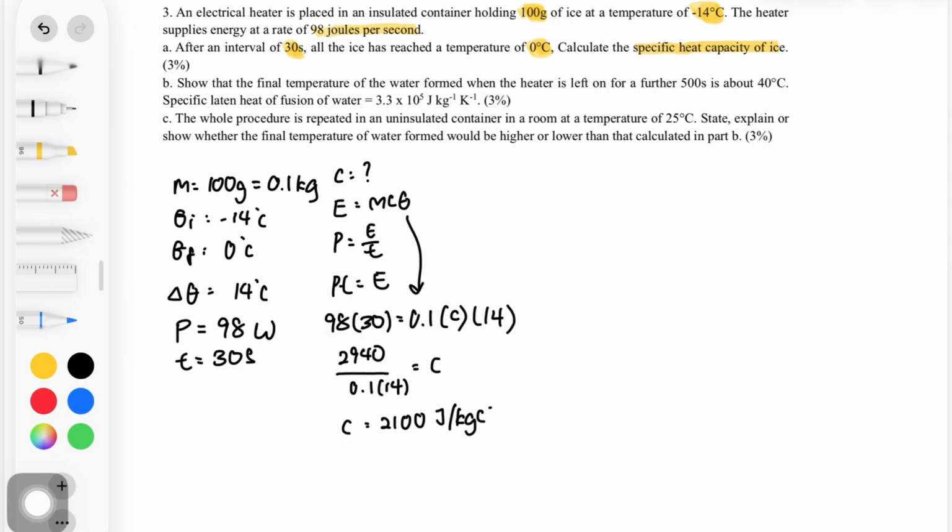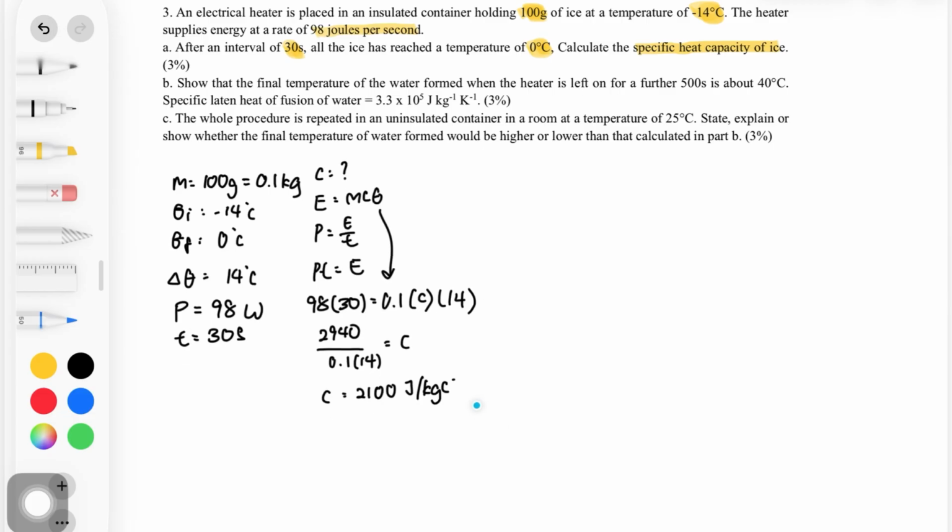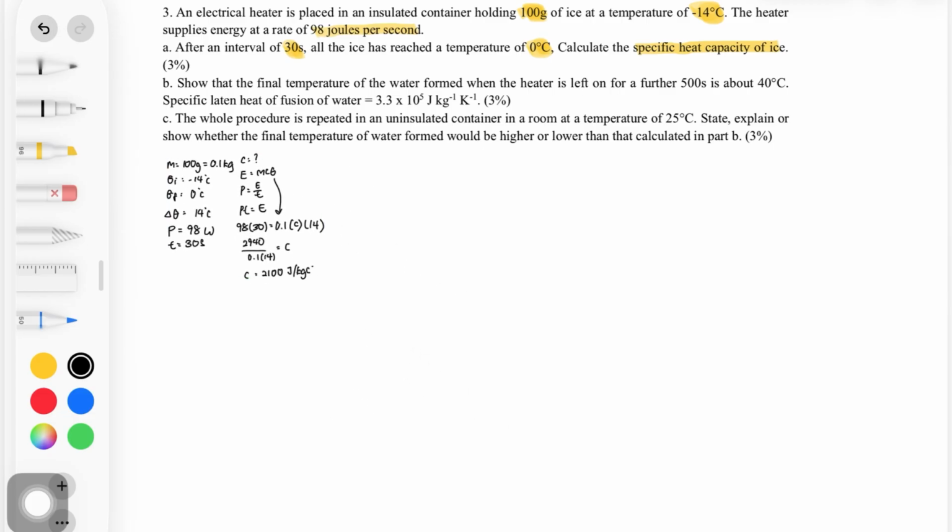Okay, let me minimize all these things so that you can see the other answer more clearly later on. Second part B: show that the final temperature of water formed when the heater is left on for a further 500 seconds is about 40. So we need to prove that the final temperature is about 40. First, we need to find energy. We know that energy is equal to mc theta, and the other formula for energy is power equals energy divided by time. So power times time, with the same power of 98, times 500 seconds, equals energy.